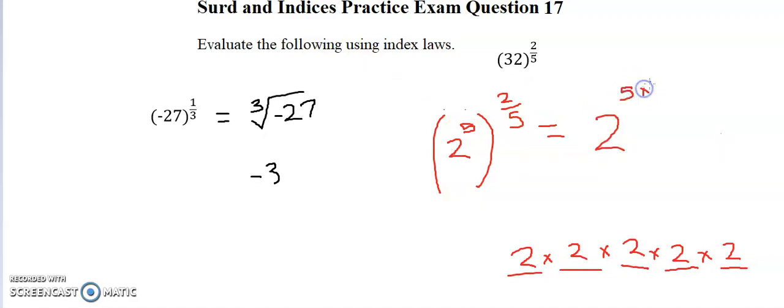5 times 2/5. 5 times 2 is 10. 10 divided by 5 is 2. So it's saying I've got 2 to the power of 2. And that's what that 2 up here means. It's saying I want 2 lots of those 2. 2 squared is 4.